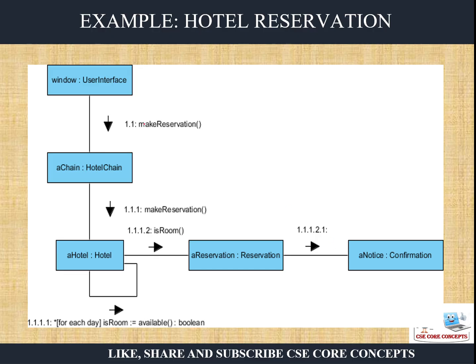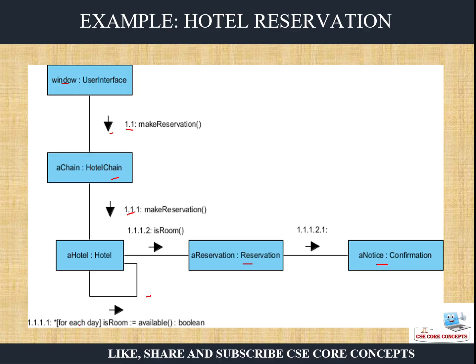Next, let's see another example, hotel reservation. So you have a user interface. This is a window. The direction of the message is shown. So the message is 1.1. So you make a reservation. Now when you make a reservation with the hotel chain, you have two messages: make reservation and is room available. So a reservation you are doing and a confirmation message you are getting. And the hotel is sending a self message for each day. So if you want a room for 3 days, it will check for each day whether a room is available.